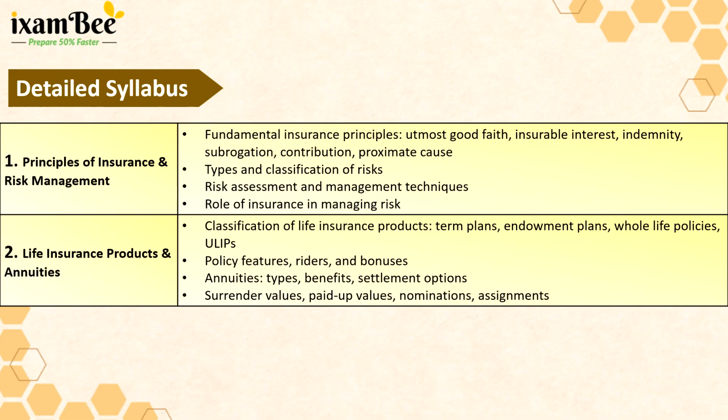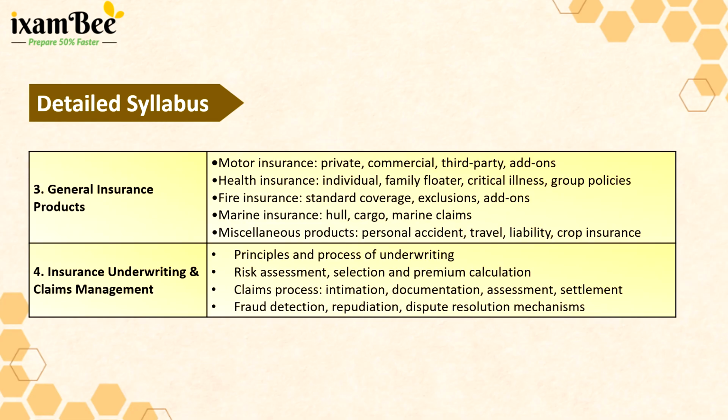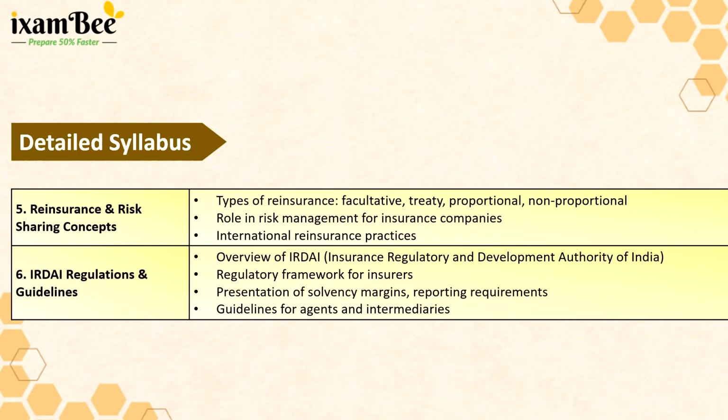The third and fourth units are general insurance products and insurance underwriting and claims management, wherein we will be discussing the kind of products that are there in the general insurance market currently, as well as the underwriting and claims management practices that are followed in terms of principles and processes. The next two units are reinsurance and risk sharing concepts, where we'll be discussing the types of reinsurance, the role of risk management for insurance companies, and international reinsurance practices.